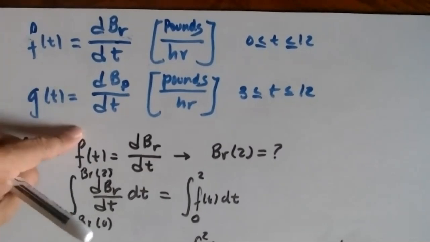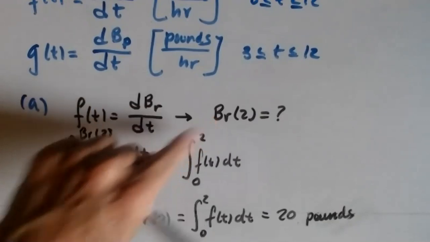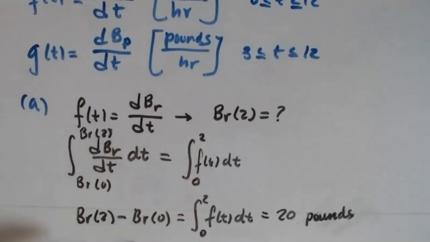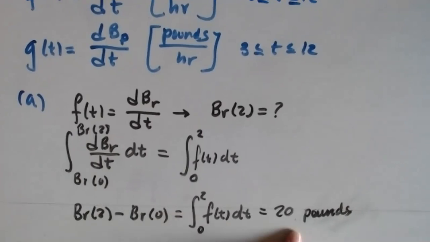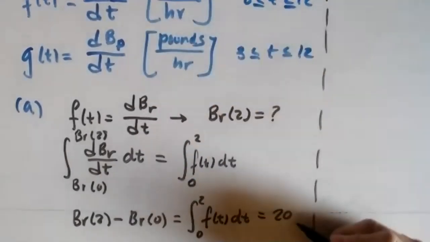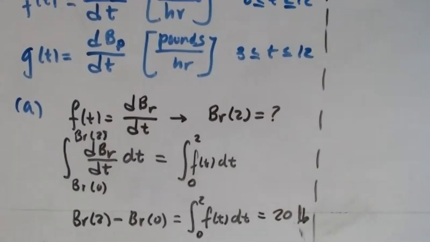Okay, any question here? Any question about these two functions? Any question about how we solve for B of 2 using the integral to cancel the derivative? This is the number of bananas removed, B of 2 minus B of 0, and this is the integral we have to compute. Okay, no problems? Next question.